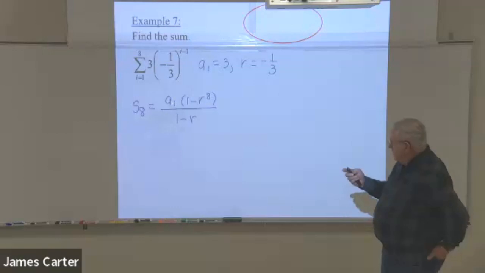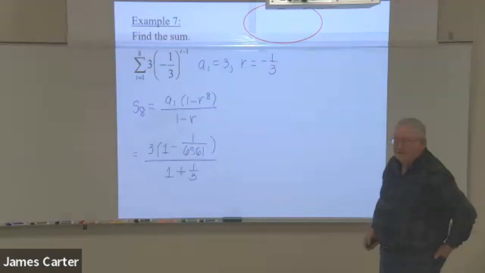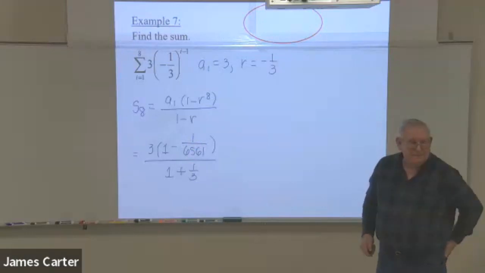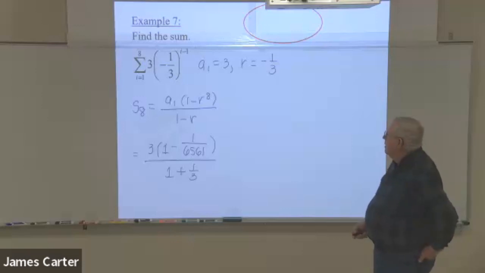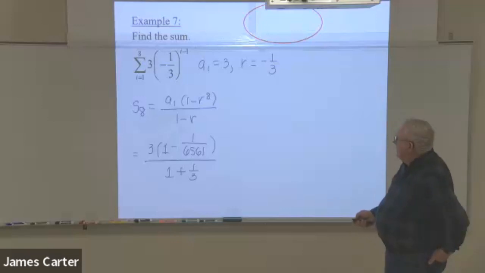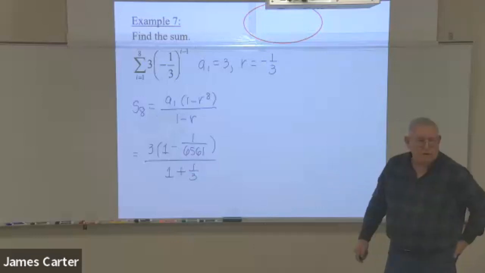So we look at this. We put in the 3 for the first term. 1 minus 1/3 to the 8th power. Not something you'd want to do by hand. Okay. And here, 1 minus r, so minus a negative gives us plus 1/3.